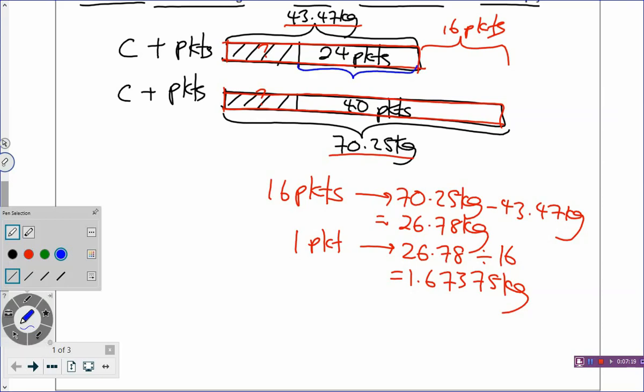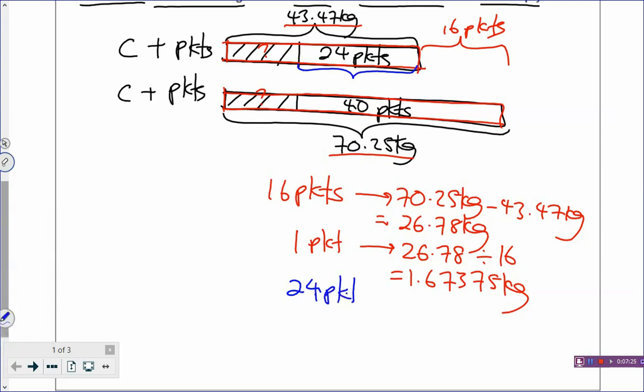So can you find 24 packets? So you times 24, alright, and beautiful, see? And what do you get? Now, when you take your calculator and you want to find the mass of 24 packets, how do you do that? You take 1.67375, and you multiply by 24, and you get back a very nice decimal. Okay, let me just write nicely for you. So 1.67375 multiplied by 24, and you get 40.17 kg.